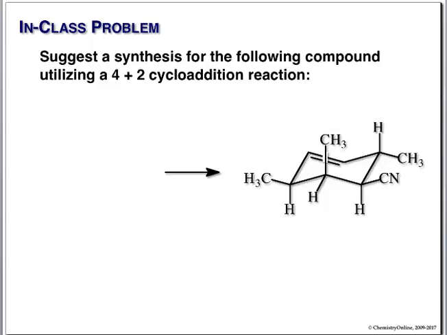Step 1, identify the carbons of our dienophile. Look across the ring from the double bond. There's our double bond. We look across this way. These two are the carbons of the dienophile.